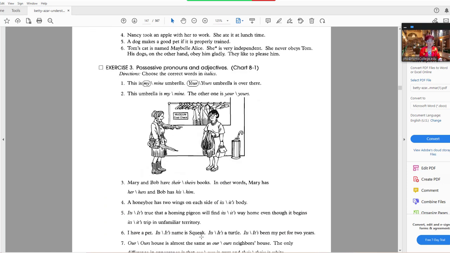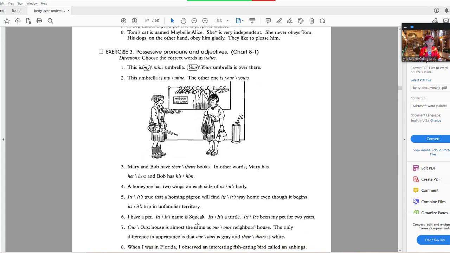So how would you use a personal pronoun? This is my umbrella. Your umbrella is over there. This umbrella is mine. The other one is yours. Mary and Bob have their books. In other words, Mary has hers and Bob has his. A honeybee has two wings on each side of its body, no apostrophe. It is true that a homing pigeon will find its way home, even though it begins its trip in an unfamiliar territory.